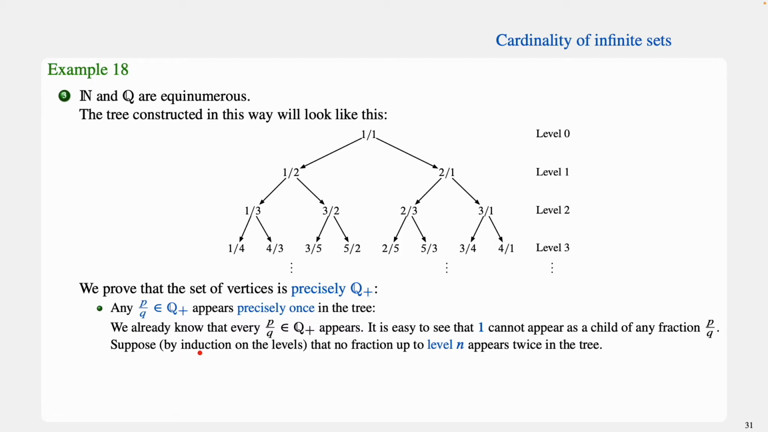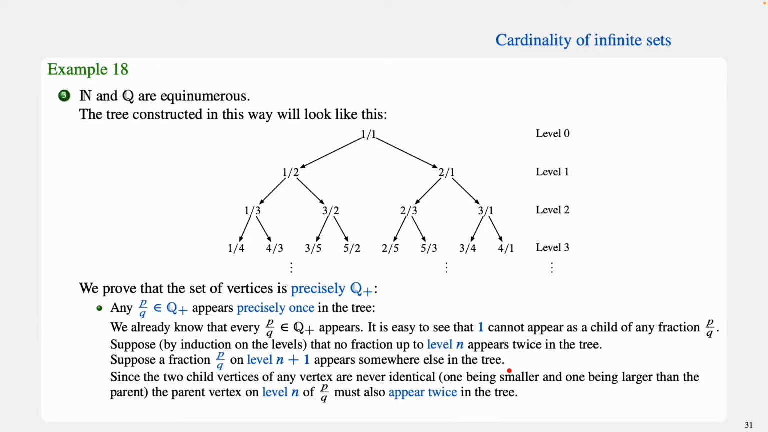Now, suppose by induction on the levels that no fraction up to level n appears twice in the tree. But suppose that some fraction p over q on level n plus 1 appears somewhere else in the tree. Now, what does this mean? First, the second appearance of p over q cannot have the same parent vertex as this p over q here, because the two child vertices of one vertex in the tree are never identical. Because the left child is always smaller and the right child is always larger than the parent.